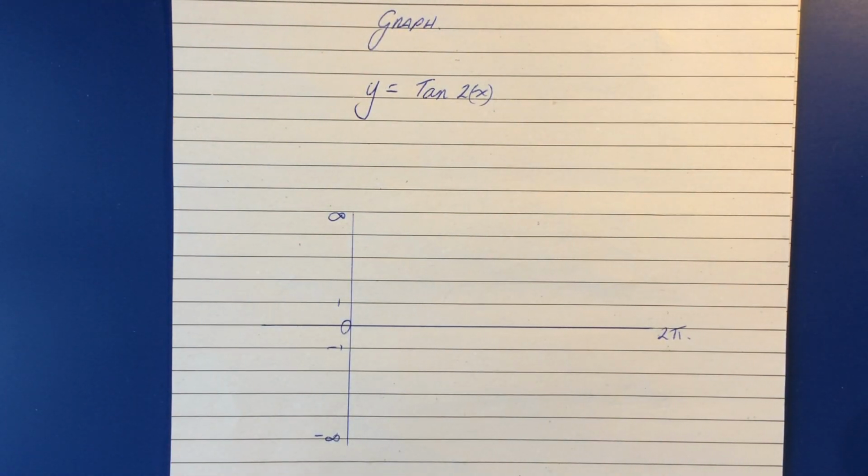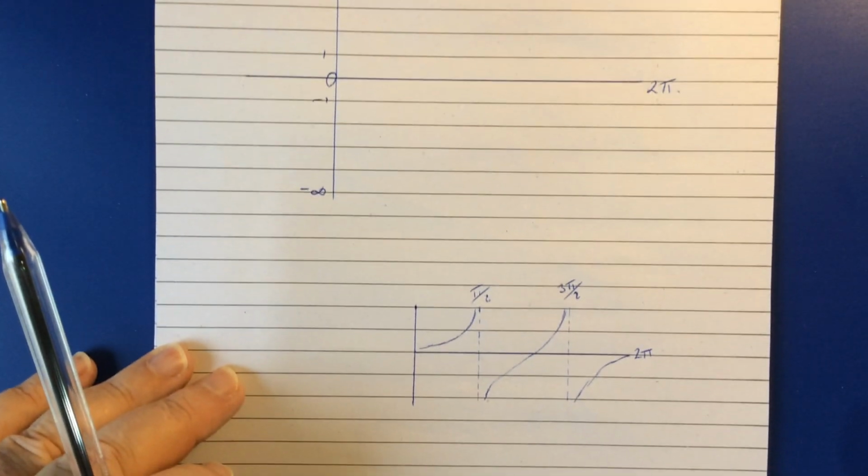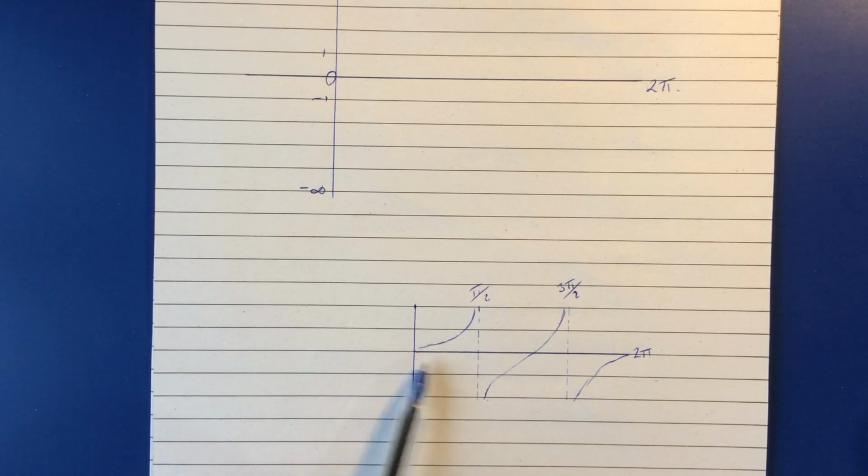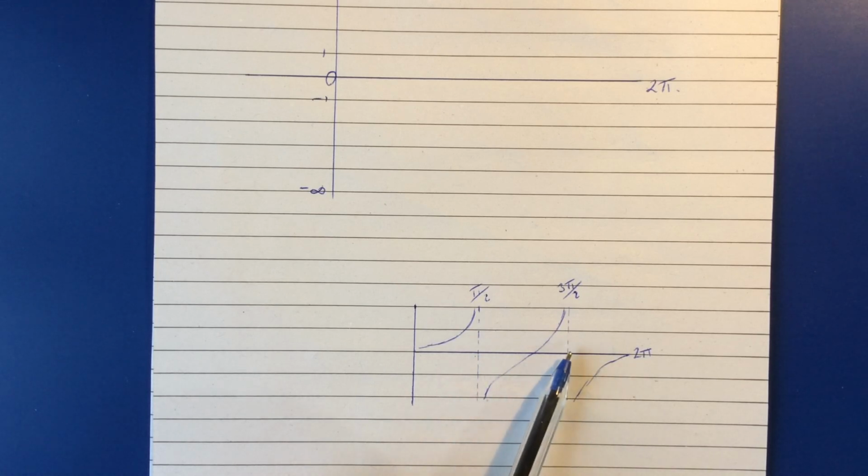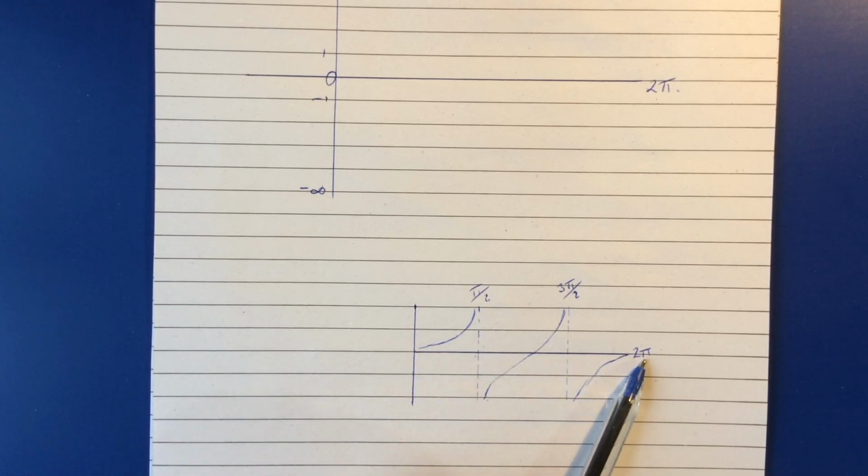Now, just a quick reminder, I've drawn a small version of a normal tangent graph here, if you can call tangent graphs normal. They're fairly strange. Now, this has asymptotes at pi on 2 and 3 pi on 2, 90 degrees and 270 degrees, between 0 and 2 pi, between 0 and 360 degrees, and it looks like this.